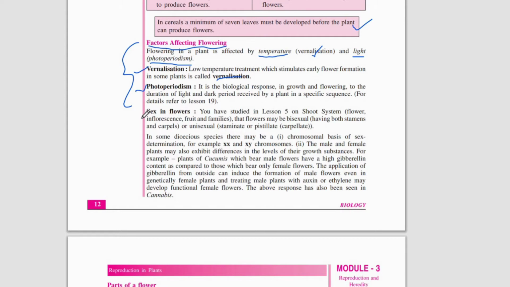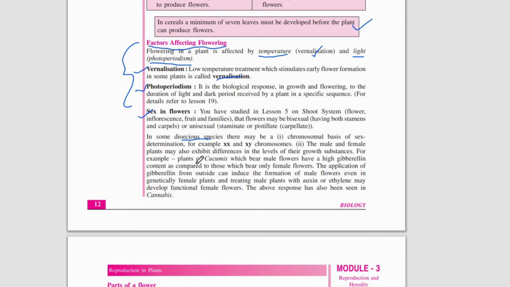The next one is the sex of the flowers. What kind of flower is it, a male flower or a female flower? We also study this in another chapter about the shoot system. In some plants the flowers are dioecious, that means male and female flowers are on separate plants. In some dioecious species there may be a chromosomal basis of sex determination, for example XX and XY chromosomes. The male and the female plants may also exhibit differences in the level of their growth substances.